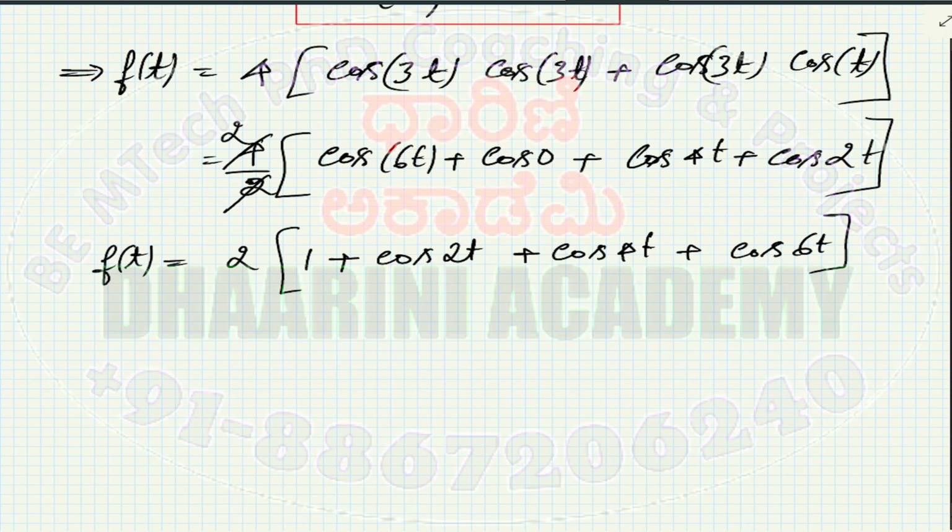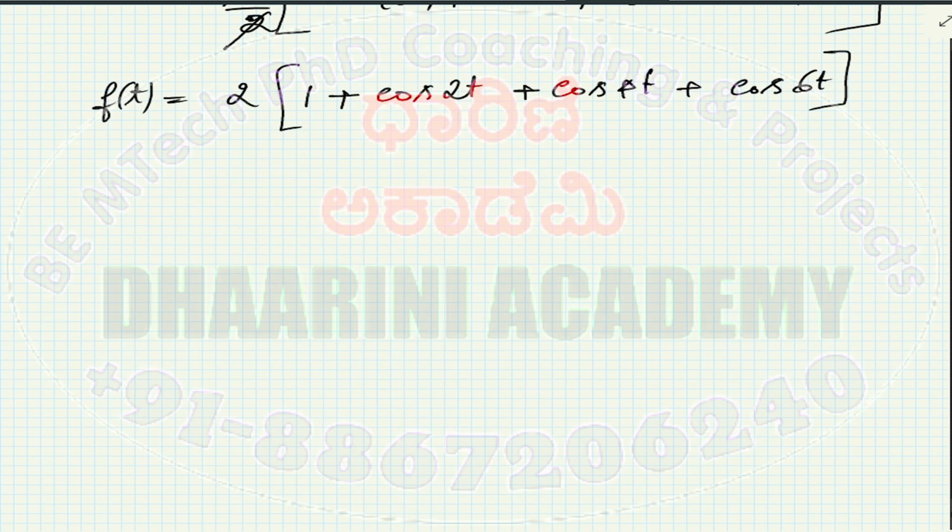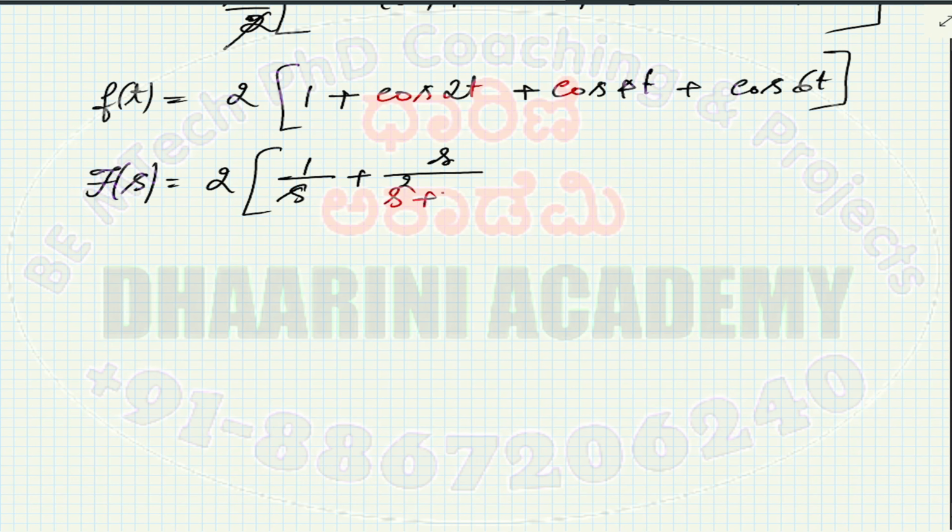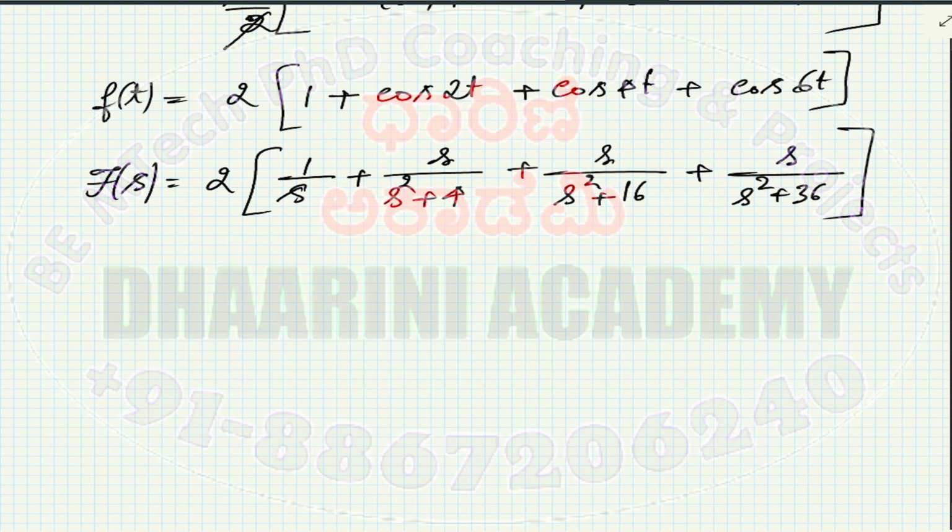Now for each individual term we have inside this bracket, we know how to write its Laplace transform. So directly we can apply. Therefore F of s is equal to 2, a constant. 1 becomes 1 by s, plus cos 2t is s by s square plus 2 square, that is 4, plus next term s divided by s square plus 4 square, which is 16, plus s divided by s square plus 36. All right, so that is the final answer.